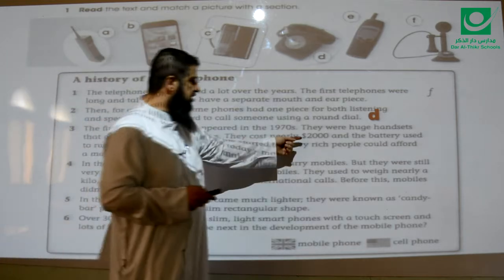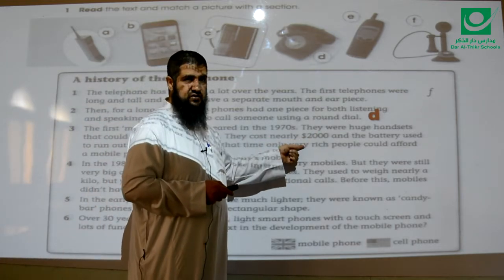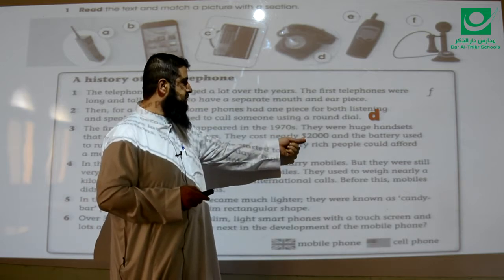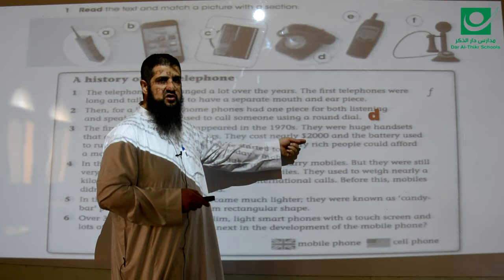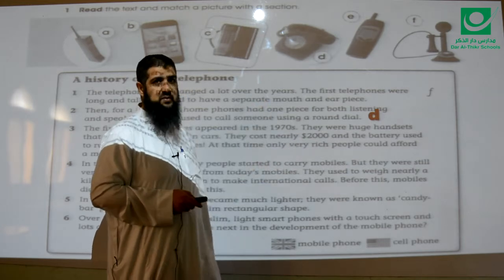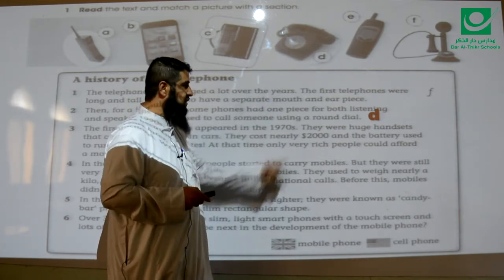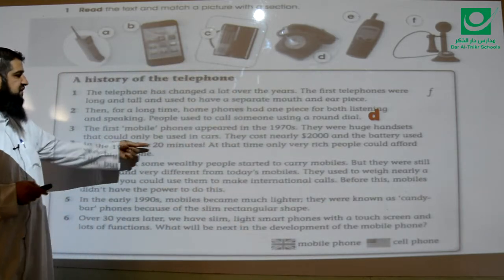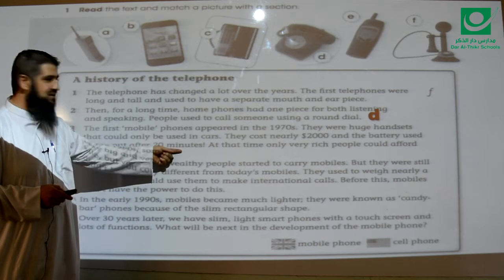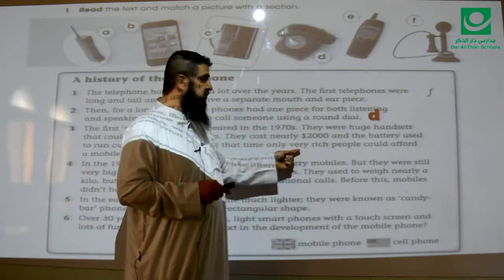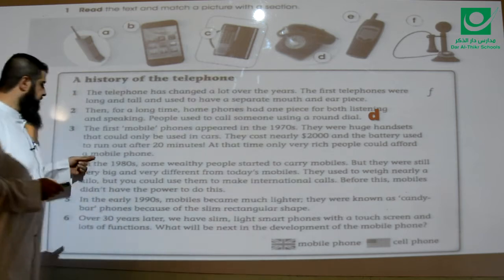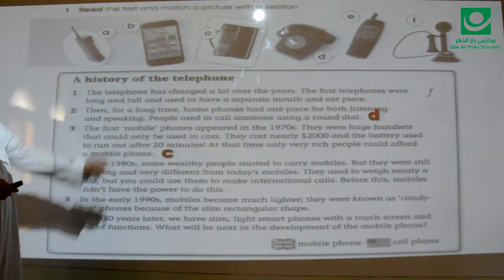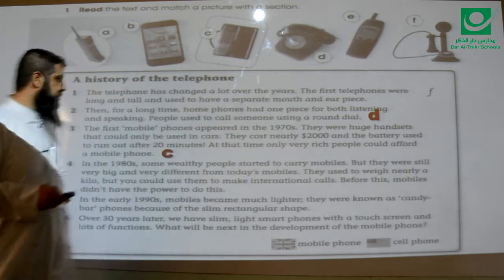They cost nearly $2,000 in the 1970s, which is, let's say, almost 7,500 riyals. See, they were very expensive. And the battery used to run out after only 20 minutes. See, at that time, only very rich people could afford a mobile phone. Which picture is this? It is letter C, picture C.